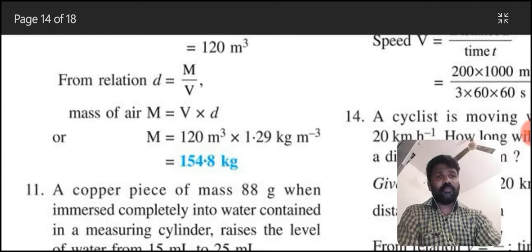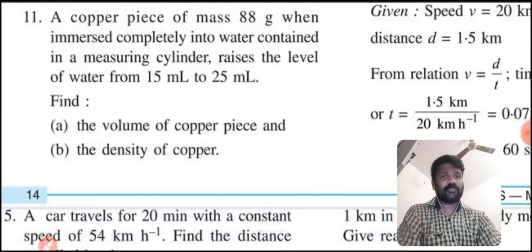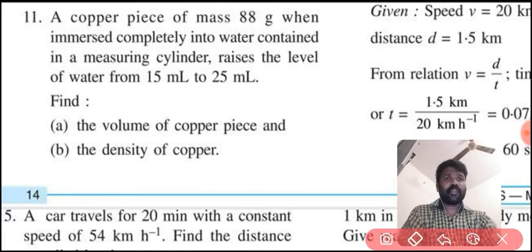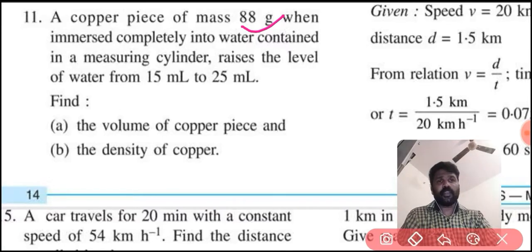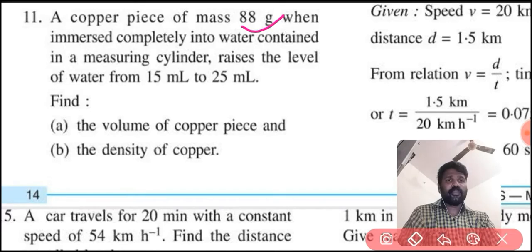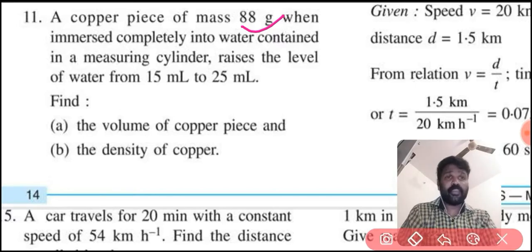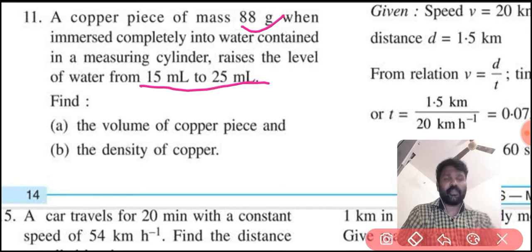Now we will move to the 11th question. What is the 11th question? Please read it. A copper piece of mass 88 gram when immersed completely into water contained in a measuring cylinder raises the level of water from 15 ml to 25 ml. When we immerse the 88 gram copper piece, the water level increases from 15 ml to 25 ml.